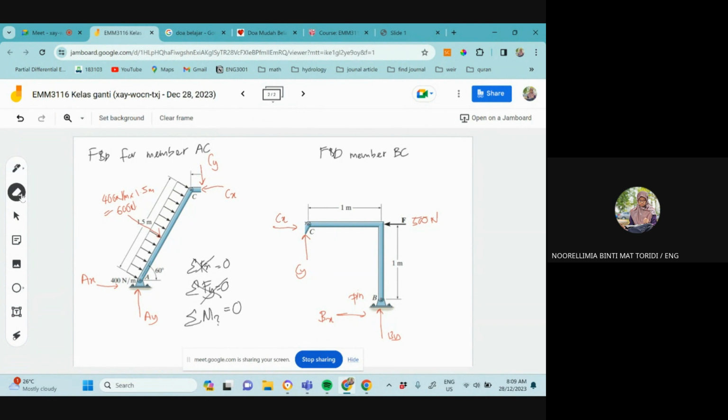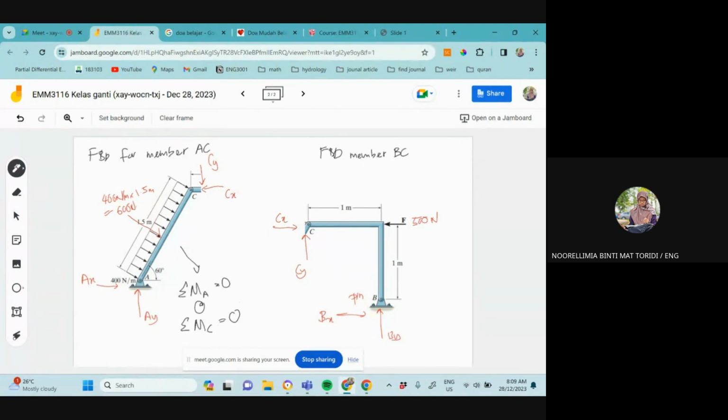So let's say in this case, we have to choose summation of moment for this one. For member AC, you can choose summation of moment at A equal to 0, because we have two unknowns at A and two unknowns at C, two unknown forces. So we can use either summation of moment at A equal to 0 or summation of moment at C equal to 0. Just choose one only.